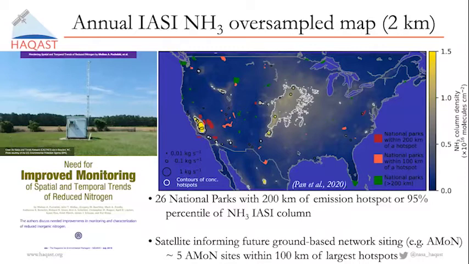So, one of the concerns with ammonia or ammoniated aerosols, as well as the nitrate component, is nitrogen deposition to sensitive ecosystems. So we've worked with our stakeholders to look at these high resolution maps that you can only get from satellite and show how they can help inform the future placement of ground-based site networks.